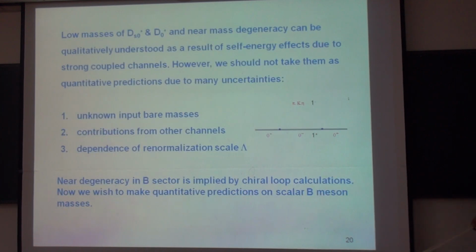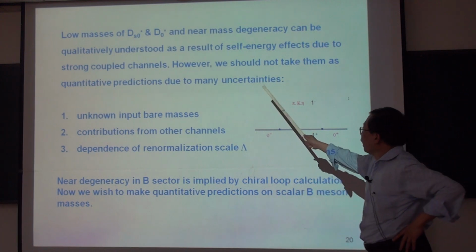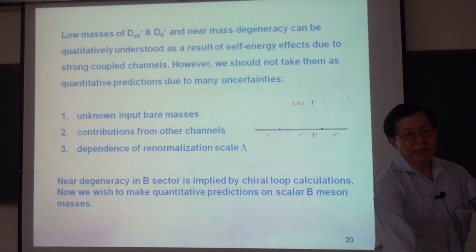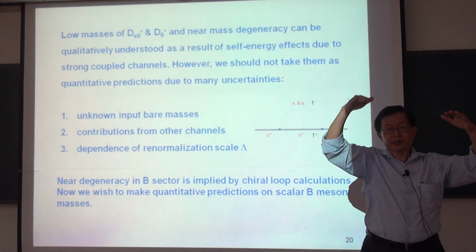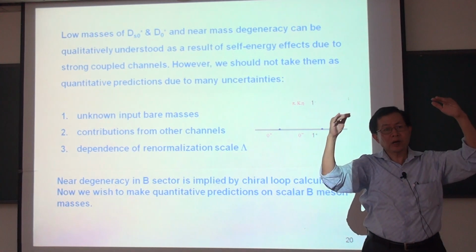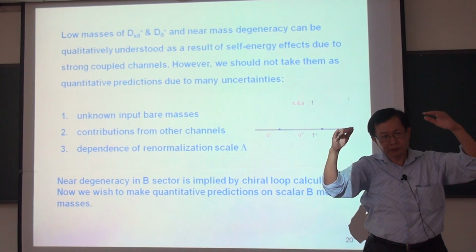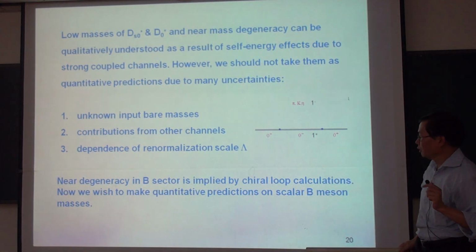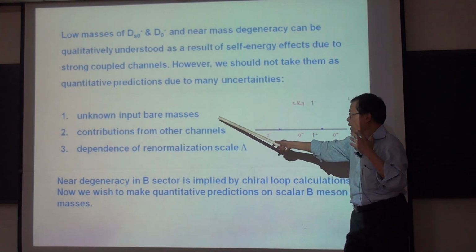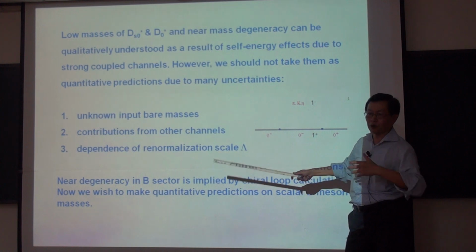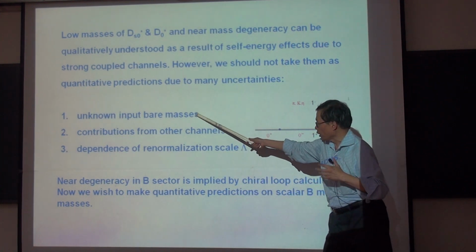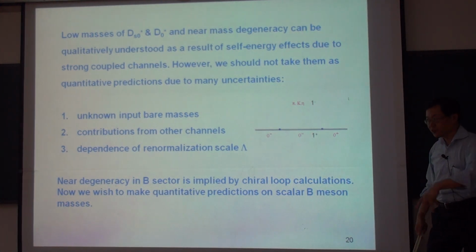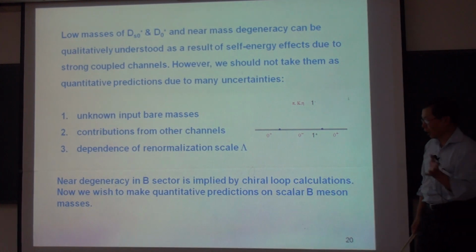Okay, let me say one thing which is very important. I just want to understand why the mass of the DS node is lighter than what you expect from the quark model. I'll try to understand qualitatively why there's a near degeneracy. I don't want to make any quantitative prediction because there's a lot of uncertainty. First of all, it depends on the bare masses. Different people's calculations have different bare masses. In fact, you can conversely deduce what the bare mass is from the physical mass. I will not do that.